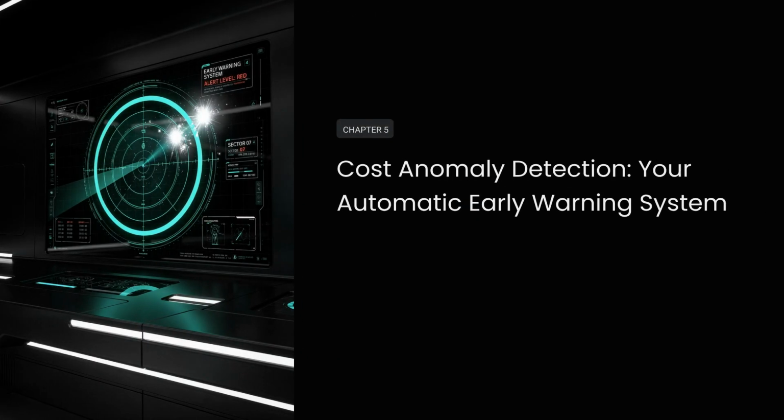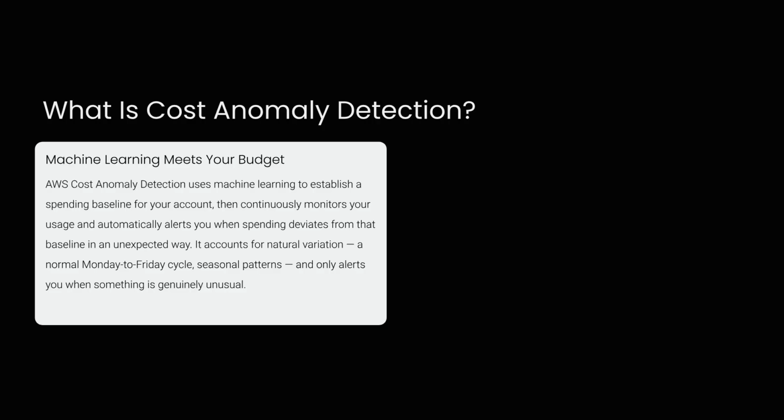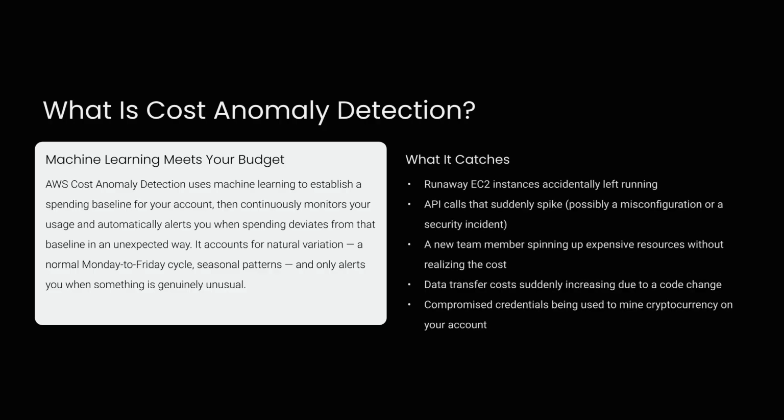Chapter 5 focuses on Cost Anomaly Detection, an automatic early warning system. It is one AWS feature that can save your business from a painful surprise bill and takes only 5 minutes to set up. Cost Anomaly Detection uses machine learning to establish a spending baseline and alerts you when usage unexpectedly deviates. It helps catch runaway instances, API spikes, accidental high usage, and potential security incidents like cryptocurrency mining.